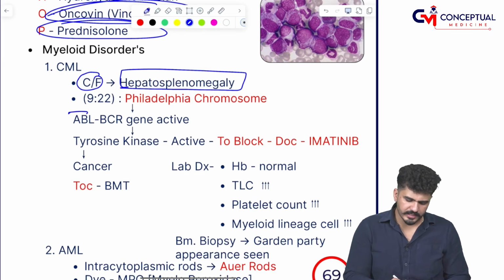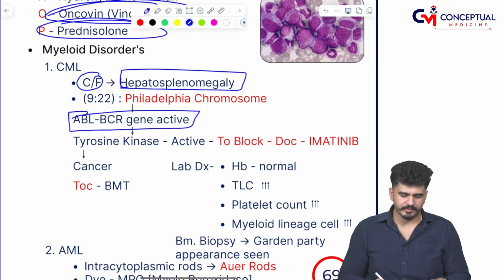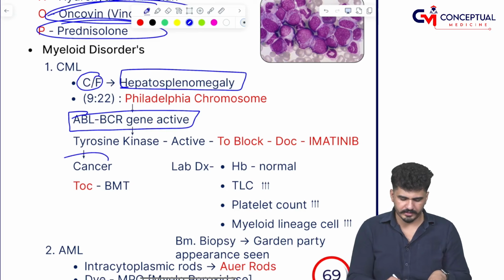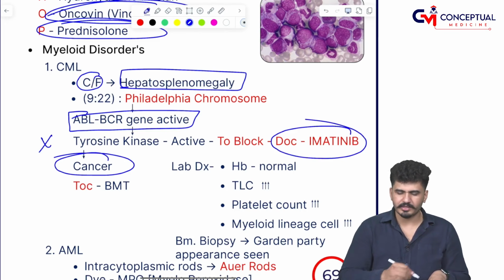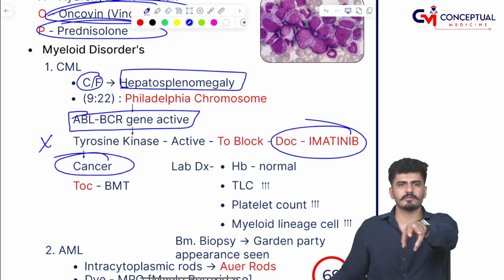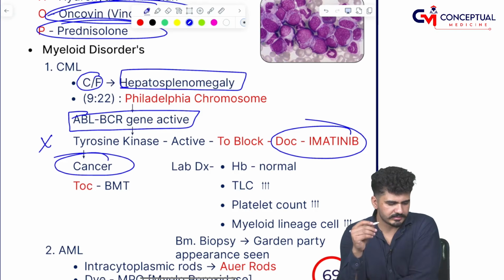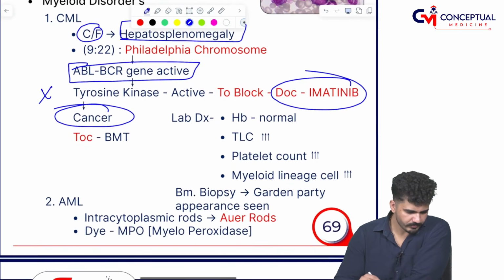Now the BCR-ABL gene is getting activated, which will further activate tyrosine kinase and lead to proliferation, that is cancer. To block this tyrosine kinase, the drug of choice used in CML is imatinib. So imatinib is the drug of choice in CML, sir. Thank you. Now coming to the next one.